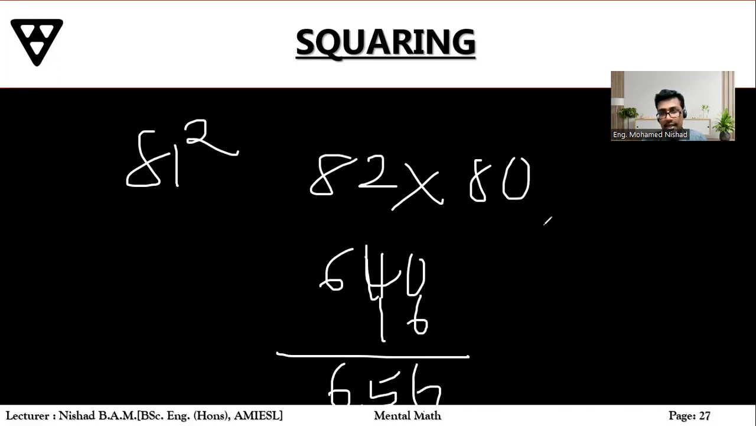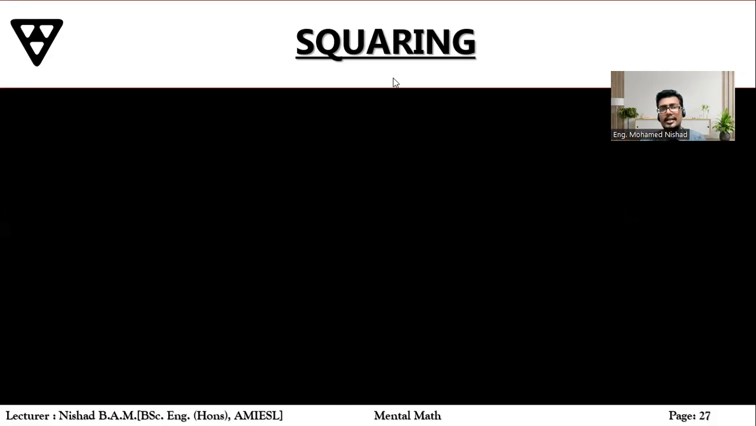But it is not the answer. We have to add 0 over here. And then after, we have to multiply these 1 times 1. So that 1 will come over here. So then the answer will be 6,561. Is it correct? If I am wrong, you can correct me, right? Okay. So that is how we exactly do that.